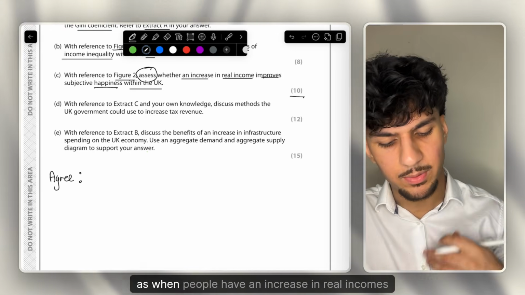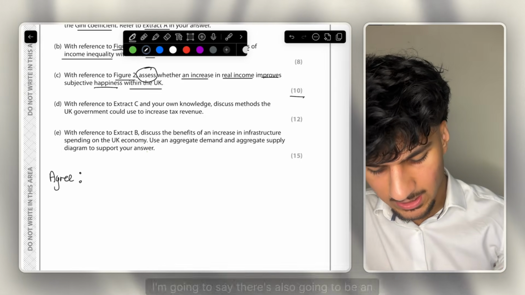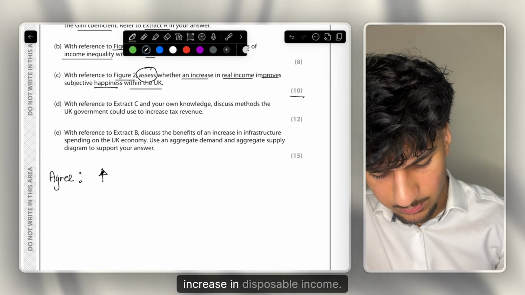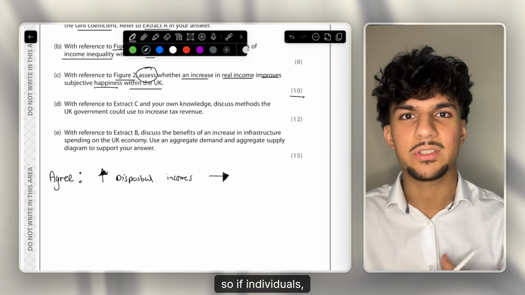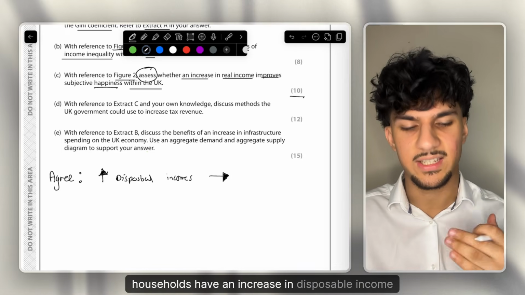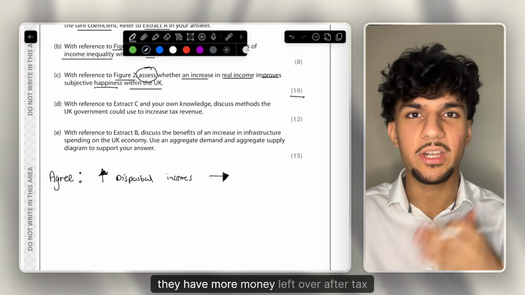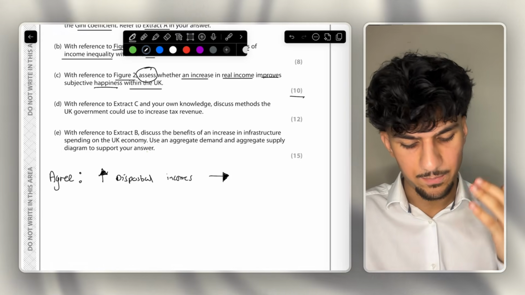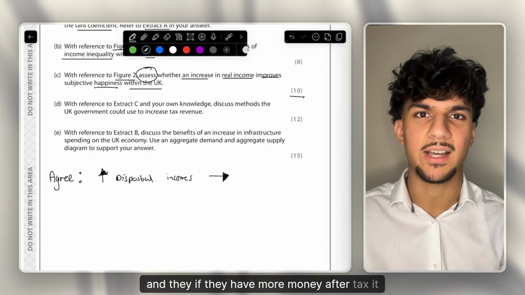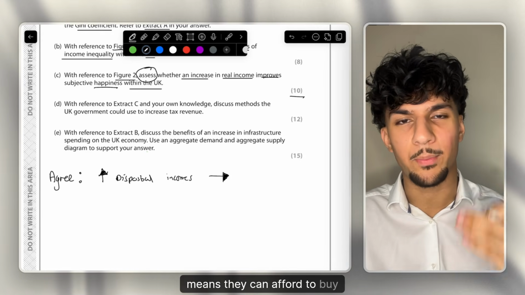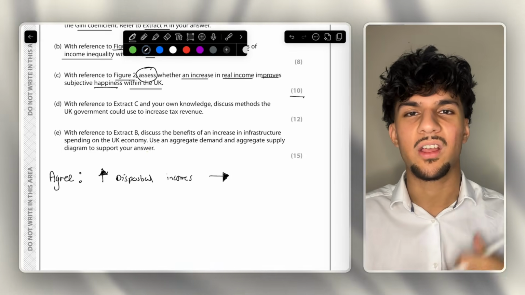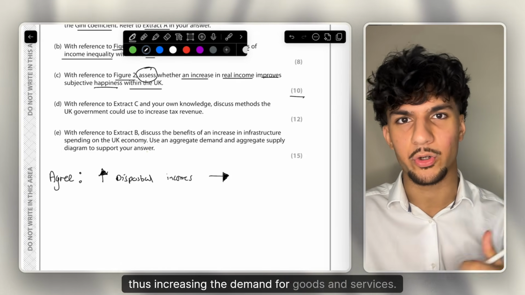When people have an increase in real incomes, I'm going to say there's also going to be an increase in disposable income. So if individuals and households have an increase in disposable income, this just means they have more money left over after tax. And if they have more money after tax, it means they can afford to buy more goods and services, thus increasing the demand for goods and services.